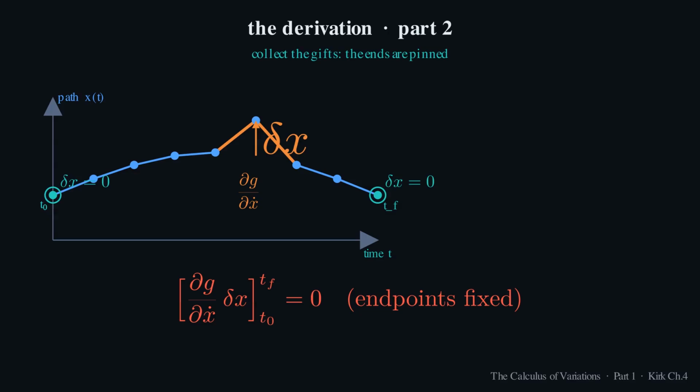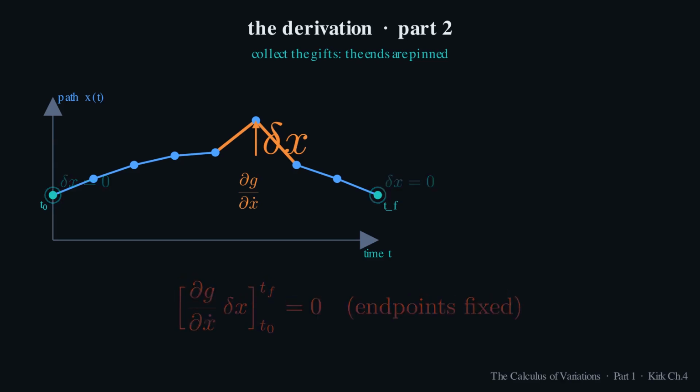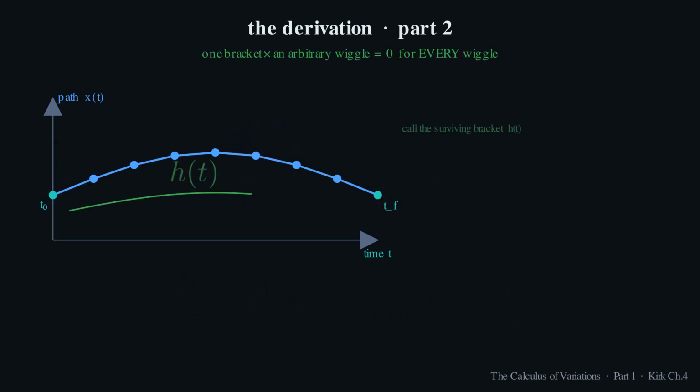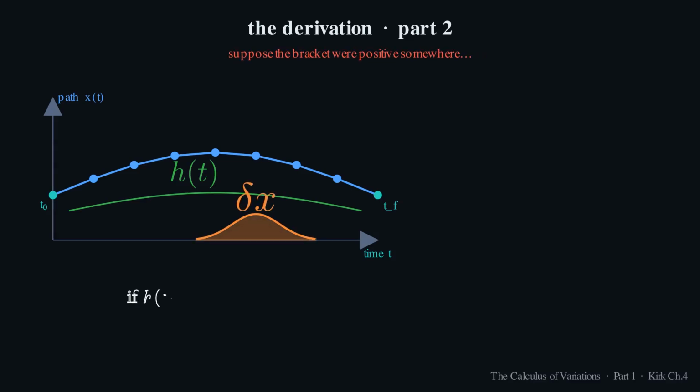Now collect the gifts. Remember, the ends are pinned. The wiggle is 0 there, so the boundary bracket simply dies. What's left is the integral of one bracket times an arbitrary wiggle, and it must vanish for every wiggle we could possibly draw. Here's why that pins the bracket to 0.